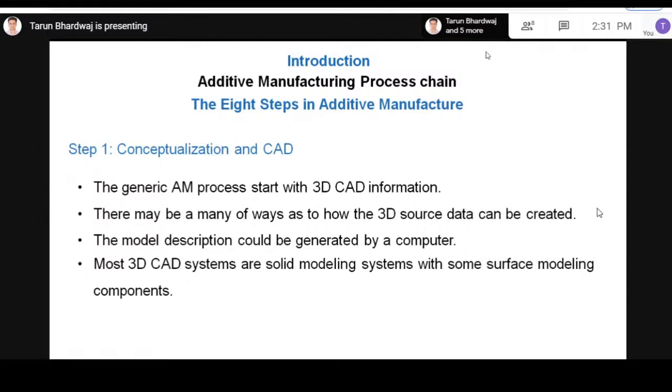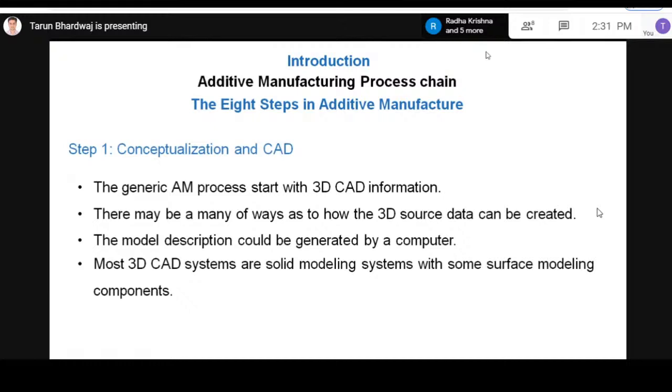and these are the 8 steps about the additive manufacturing process chain. The first one is conceptualization and the CAD. The first one is the generic AM process, which starts with 3D CAD information. Means we have some design, we have to design it in a 3D CAD model.